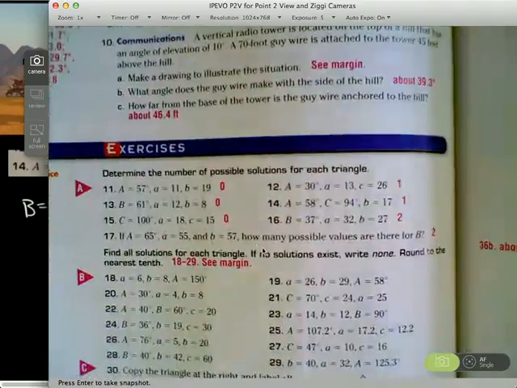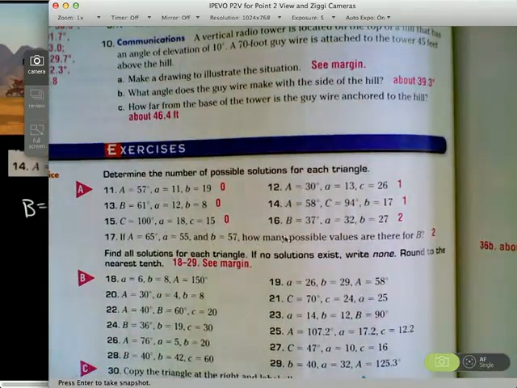Other questions before 23? Wait, you can go over there. Okay. Other questions? No. Okay, then let's look at 23.